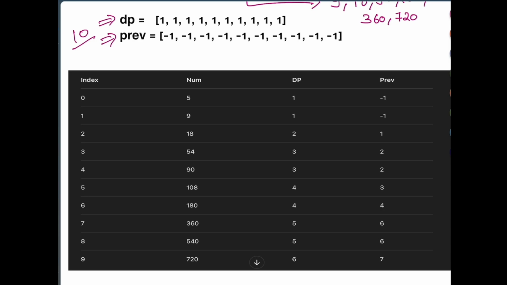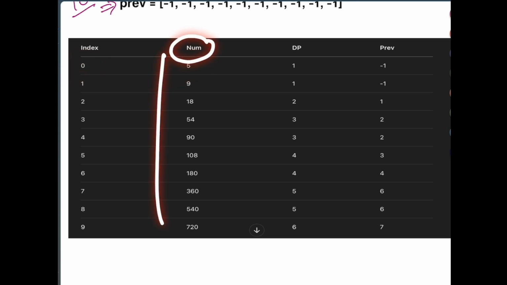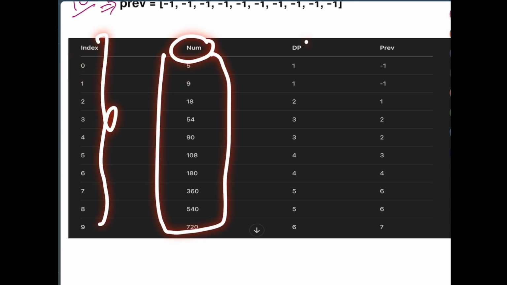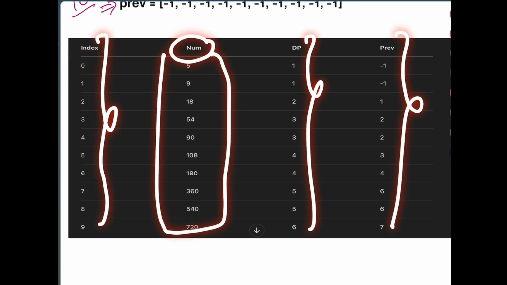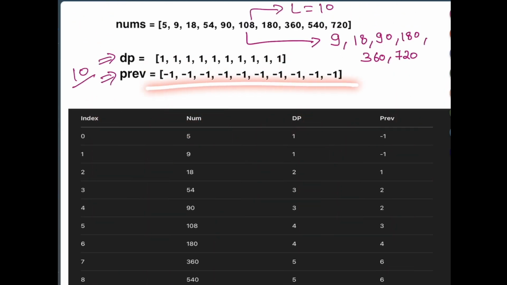When we are at index number 0, the element is 5. This is our input, which I have listed in the nums column. This is the index, this is the DP, and this is previous. Now the DP value is changed. Initially it will be 1 for all the DP values and -1 for all the previous values.